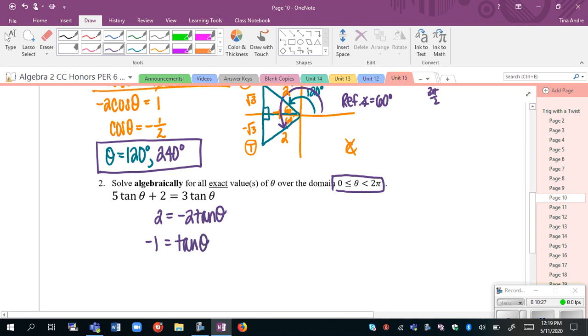Now I want to think about my 4 quadrants here. So all students take calculus. We're trying to get out a negative tan, so that means not where it's positive. So we're looking at quadrants 2 and 4. So we can draw our triangles in.